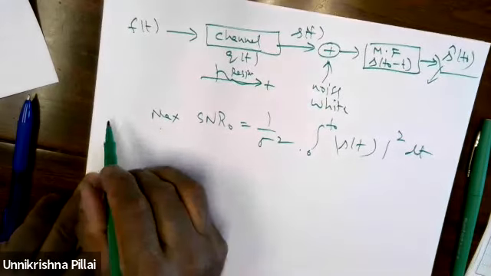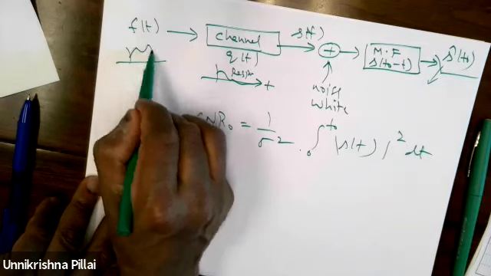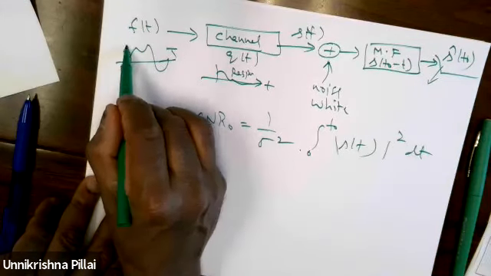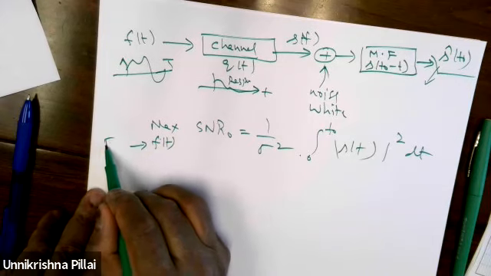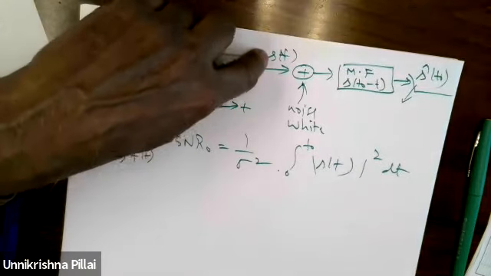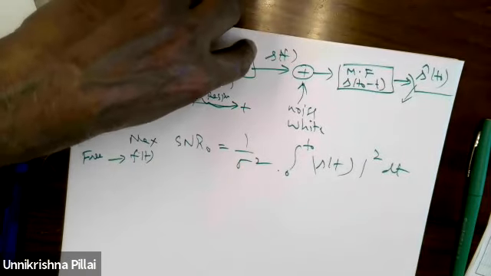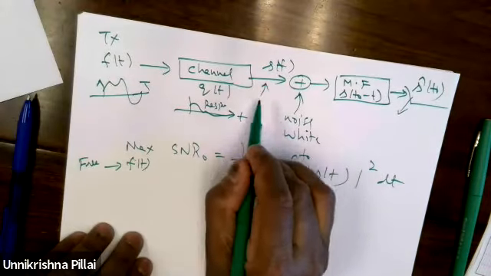But we want to maximize this again, because suppose you say that you have freedom here. I can take any shape I want at the input. So I have freedom here. Remember, this is your actual transmit signal. This is not the transmit signal. This is coming through the channel. And then this is the channel output.